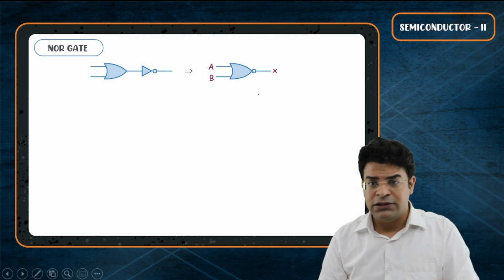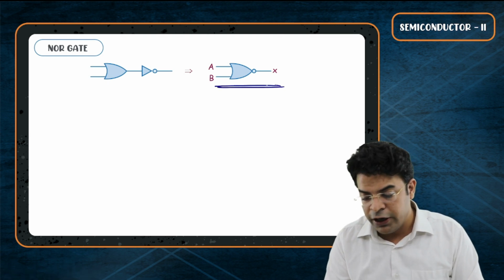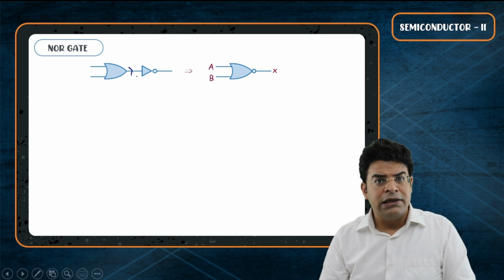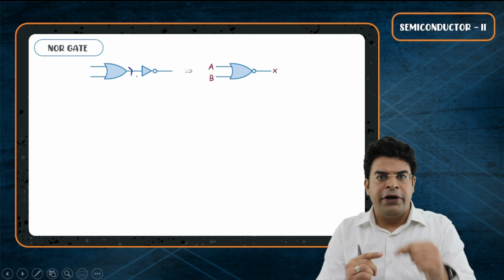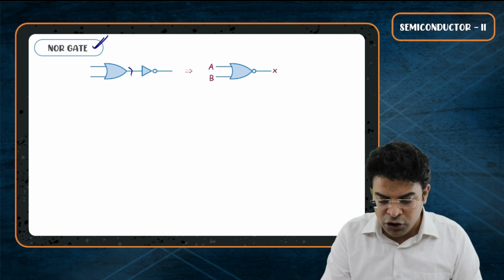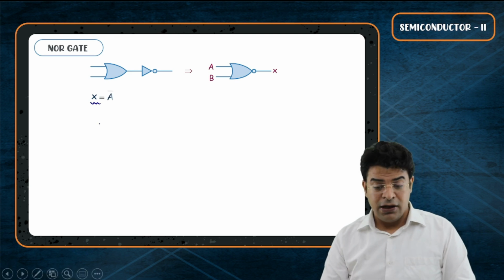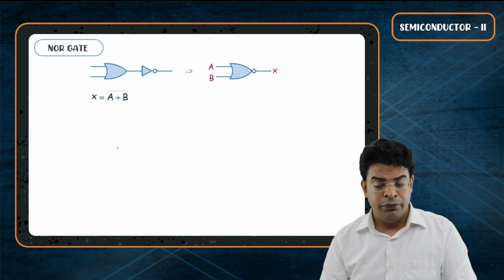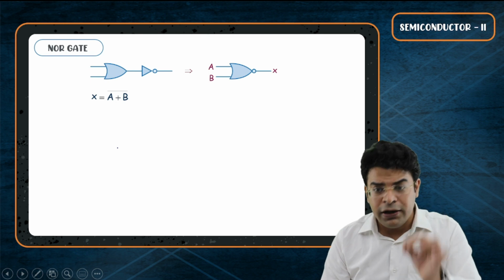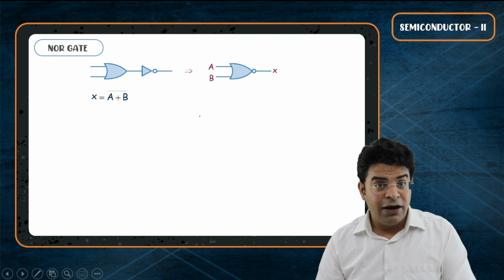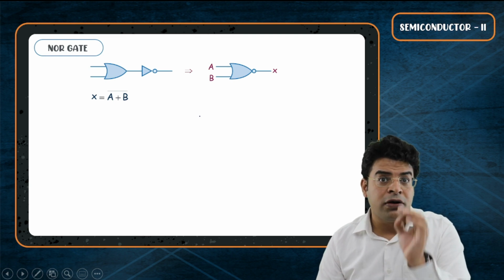Now what is the Boolean expression for a NOR gate? Whatever output came out of the OR gate, inverse it, flip it. That is the output for NOR gate. So you will say that the Boolean expression is X equals A plus B, whole bar. The output of the OR gate is A plus B and then inverse it. So you get A plus B bar. And we have just learned De Morgan's theorem.